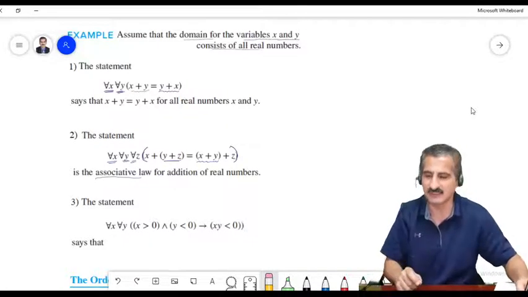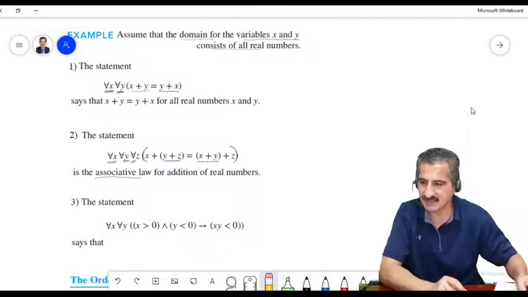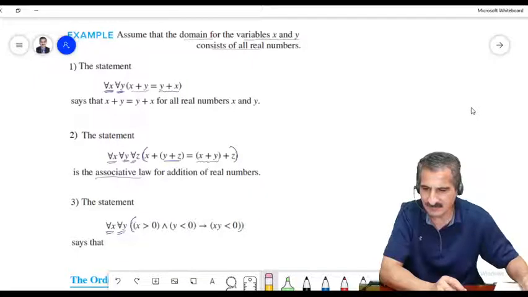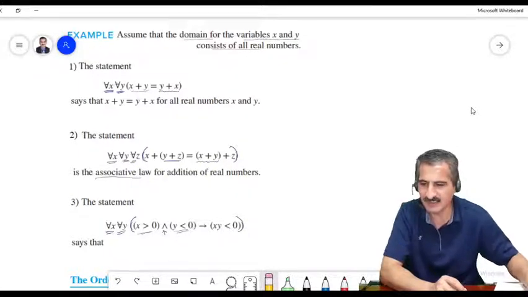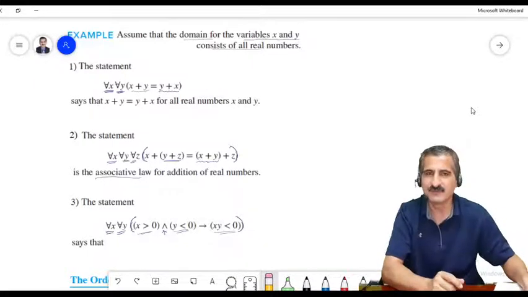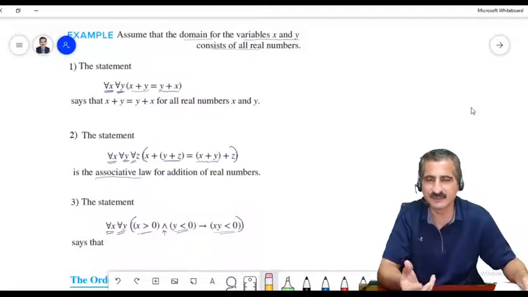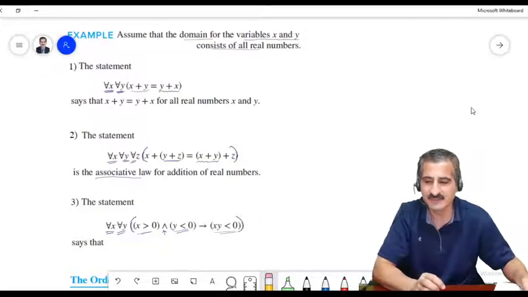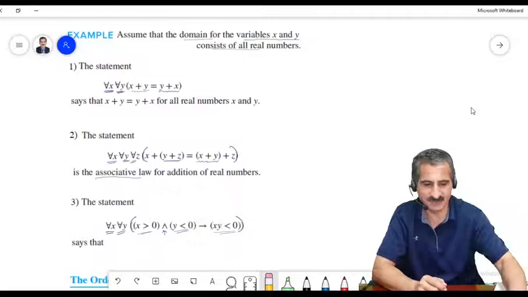So this is what we mean by nested quantifiers. One more example: for every x and every y, if x is positive and y is negative, then the multiplication x times y is negative. So for every x and every y, if x is positive and y is negative, then the product xy is negative. So this is an example of nested quantifiers.